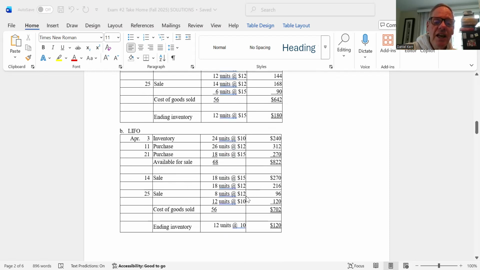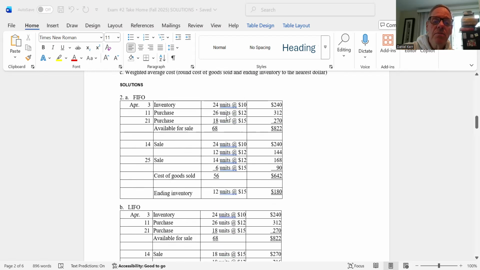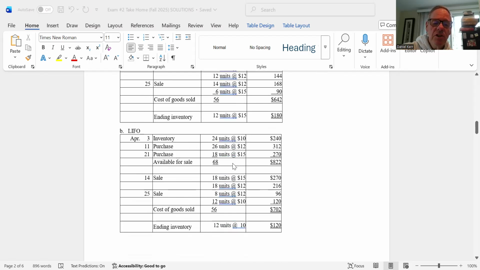And then the next sale, you had 20 units, and you got to go back. Again, you're working your way backwards here now. You only had 8 more units left at 12, and you had 12 units at 10. So here's your cost of goods sold, 702, and you have 12 units that are available, and there was 12 units at the original $10, which is back from the beginning inventory. So you got a very different answer for FIFO than you did for LIFO because prices were changing.